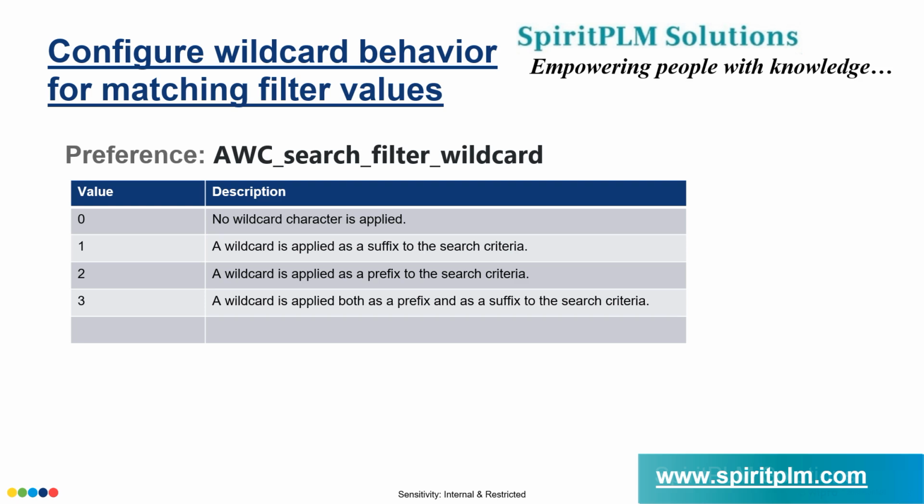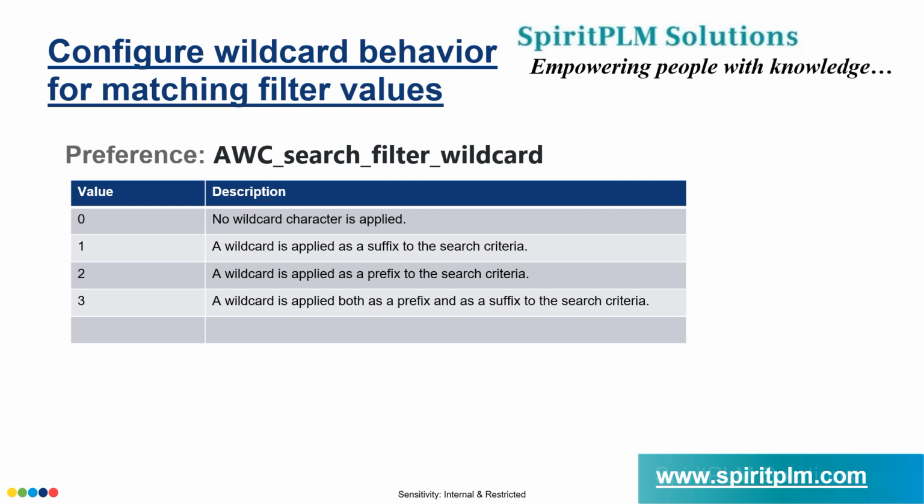Then value 2, so that you can search the data based on the prefix. Means here the wildcard is going to be applied as a prefix, let's say star 5, so that it will search all the objects based on the prefix. So let's say you make it star 5, then it will search all of the objects that are ending with 5.